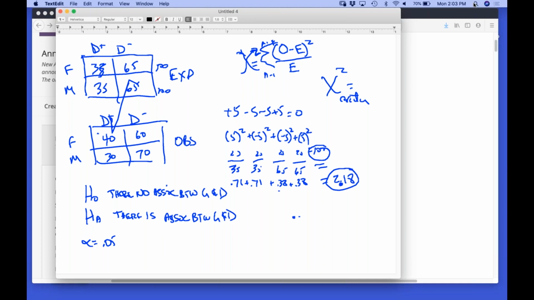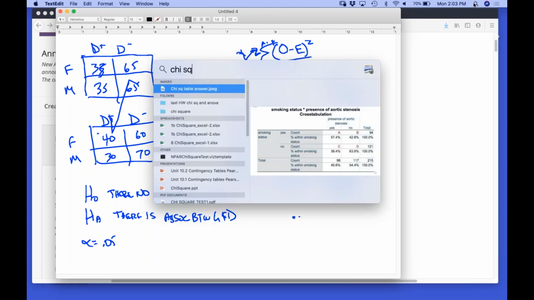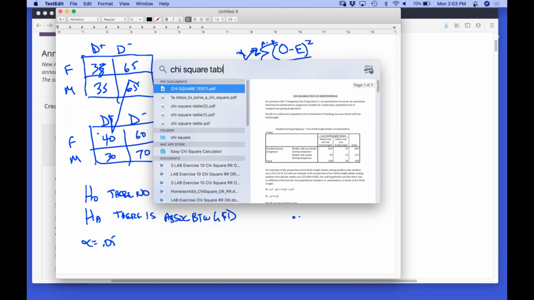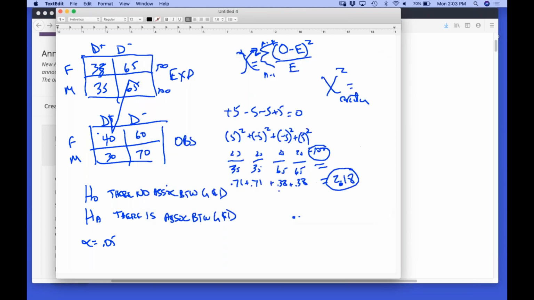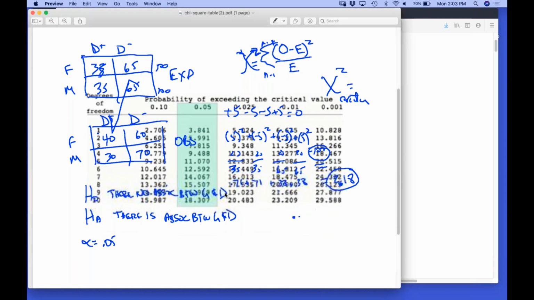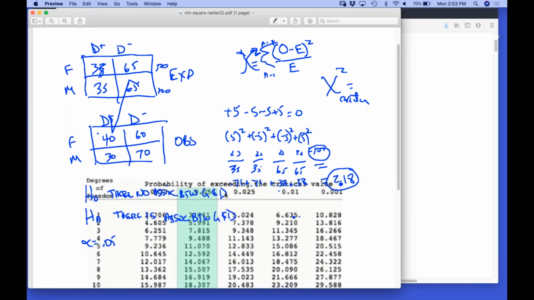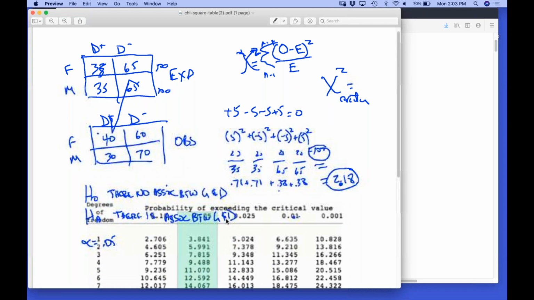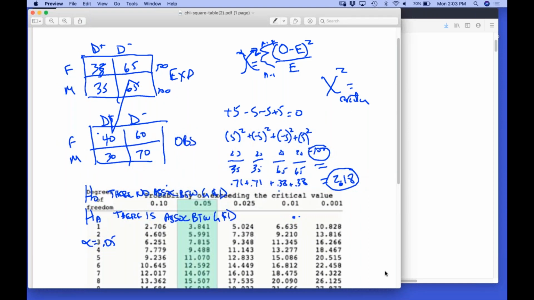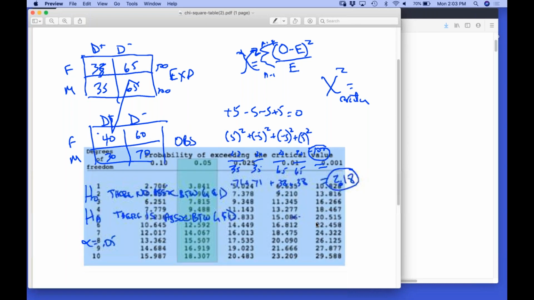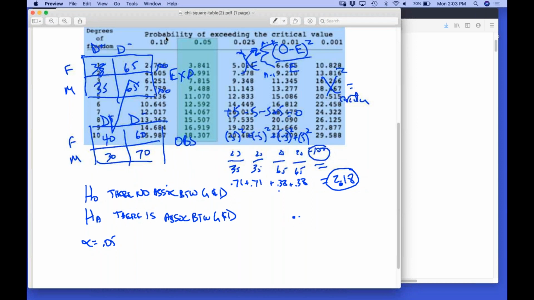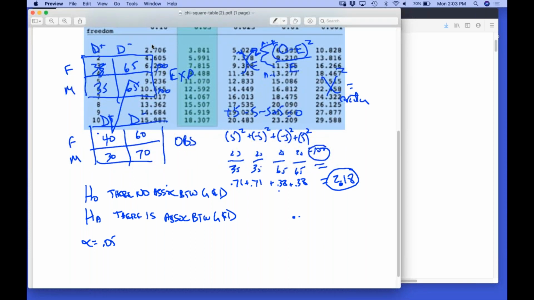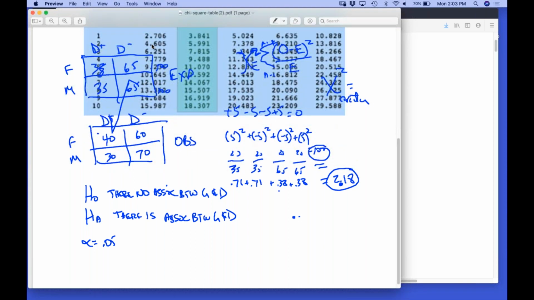Okay, so first let me pull up the table so we can get a look at this. Okay, chi-square table. Okay, here we go. Here's the table for chi-square. I don't want to erase that yet, so we're going to have to look around it. At the top here, you can see probability of exceeding the critical value, and degrees of freedom. So we have to determine what the degrees of freedom are going to be.